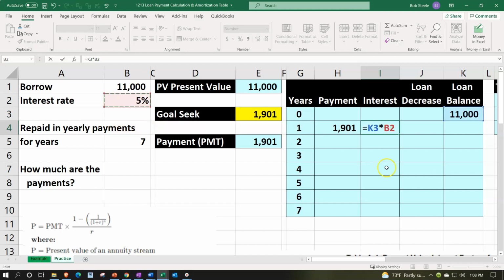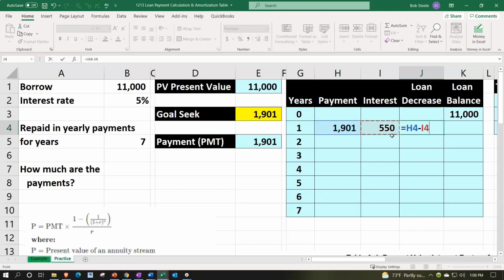Note that the rate is outside the table, which once again means that I don't want it to move down when I copy it down. So I'm going to make that an absolute reference, hitting F4 on the keyboard, or you can put a $ sign before the B and the 2. You only need a mixed reference again, but absolute is easy to think about. Then we can subtract these two out. This is going to be equal to the 1,901 minus the 550.